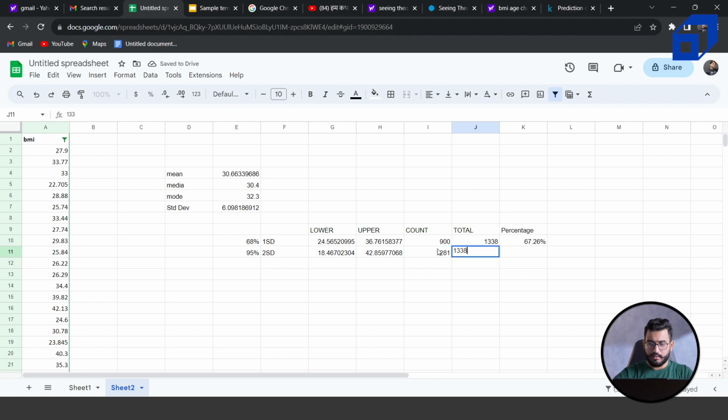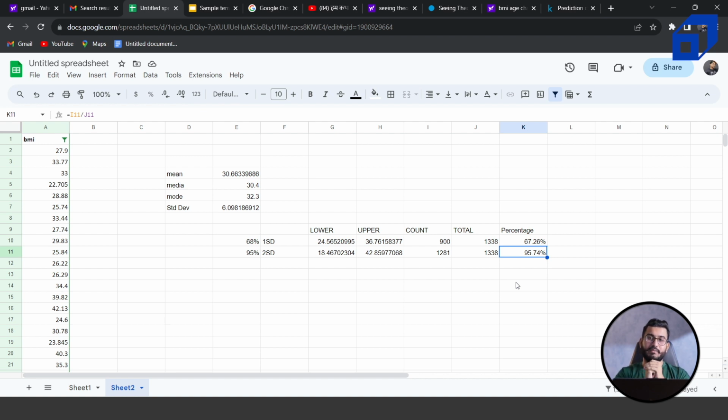1338 is my total. I'll just extend this formula to the cell below, 95.74. What is the standard value? 95%. What am I able to achieve? 95.74. Why is there a difference? Because BMI is not a standard normal distribution.